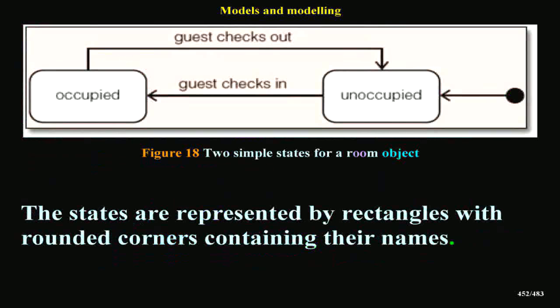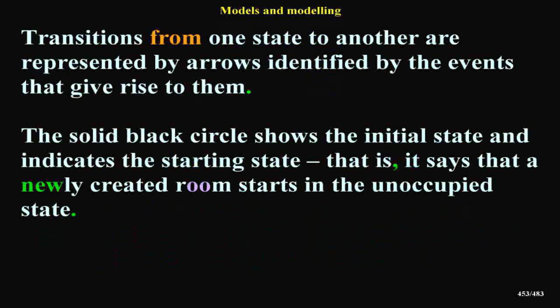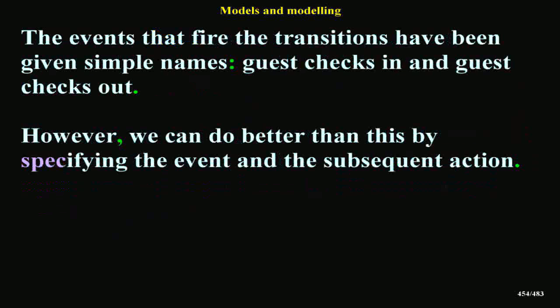The states are represented by rectangles with rounded corners containing their names. Transitions from one state to another are represented by arrows identified by the events that give rise to them. The solid black circle shows the initial state and indicates the starting state, that is, it says that a newly created room starts in the unoccupied state. The events that fire the transitions have been given simple names: guest checks in and guest checks out.